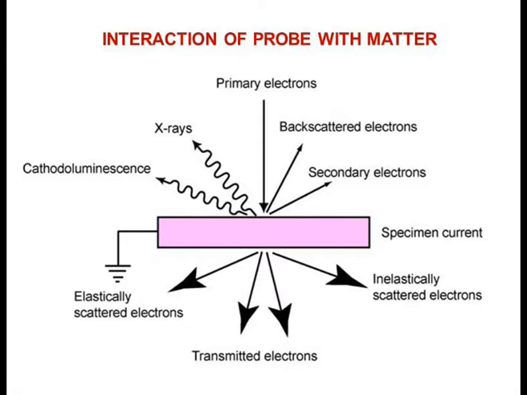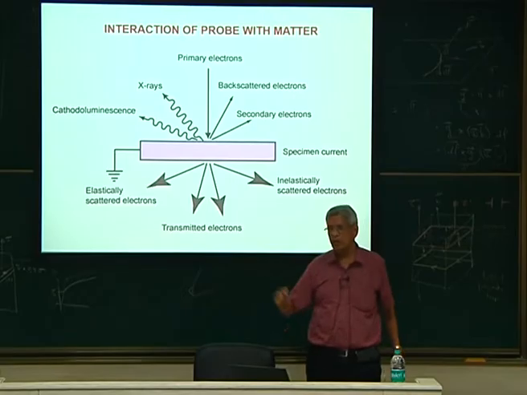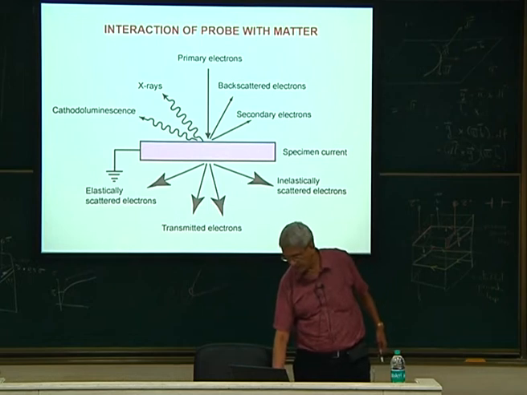This is just what I had mentioned about the types of interactions the beam can have with the sample. The electrons are elastically scattered, transmitted, or inelastically scattered. Elastically scattered electrons are the ones used for image formation and diffraction. Inelastically scattered electrons are the ones we use to get spectroscopic information about the composition of the material and all these aspects, correct?